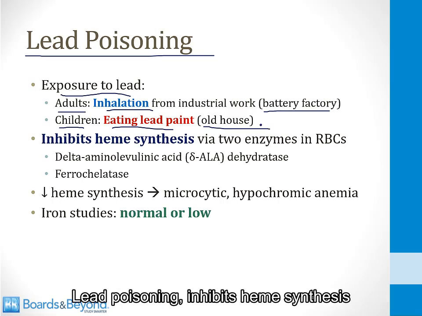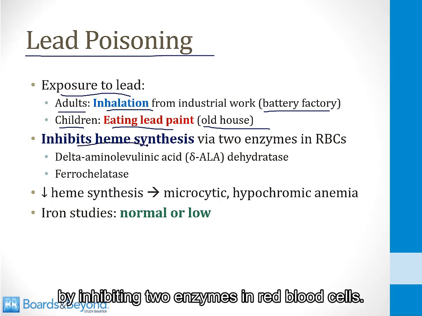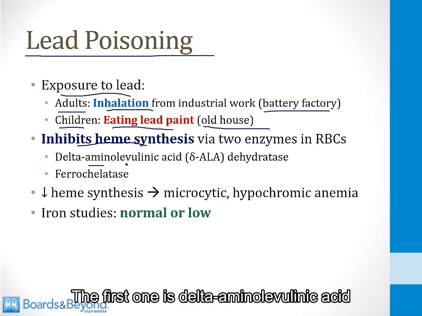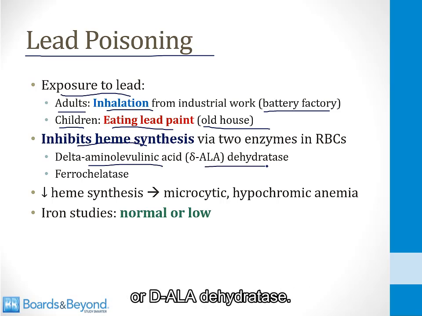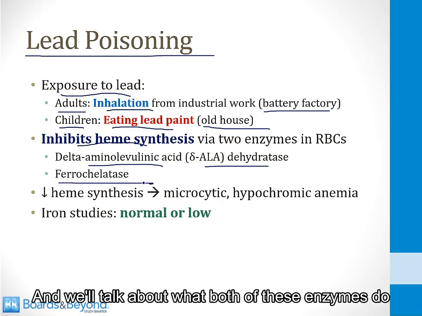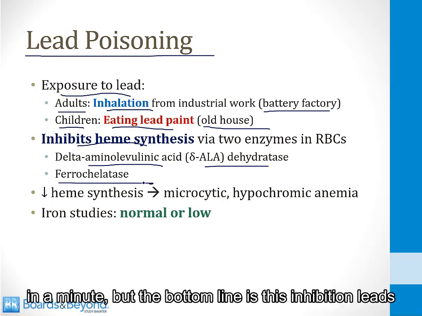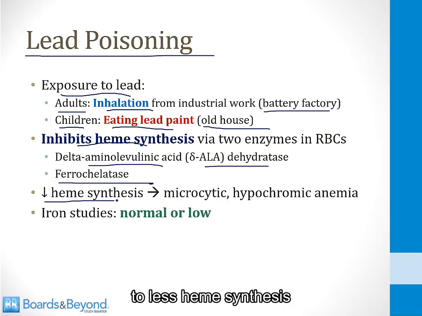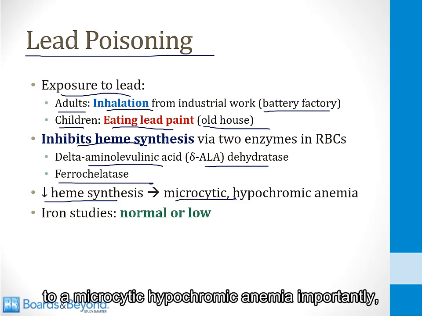Lead poisoning inhibits heme synthesis by inhibiting two enzymes in red blood cells. The first one is delta-aminolevulinic acid dehydratase, or ALA dehydratase, and the second one is ferrochelatase. And we'll talk about what both of these enzymes do in a minute, but the bottom line is this inhibition leads to less heme synthesis, and therefore this can lead to a microcytic hypochromic anemia.